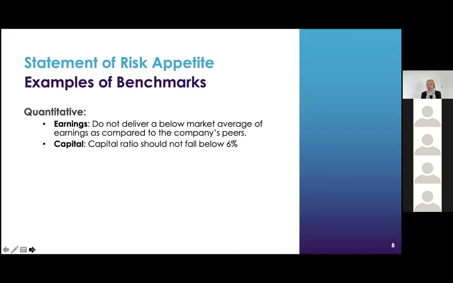Quantitative: earnings do not deliver compared to the company's peers. So what that is saying is annual earnings have to be on the same level as what the peers in your market are, maybe the financial comparable peers in Ghana. That could be a return on assets or return on equity, just looking at a percentage, maybe not a specific amount. They're just saying we want to be at least what the average is in the market.